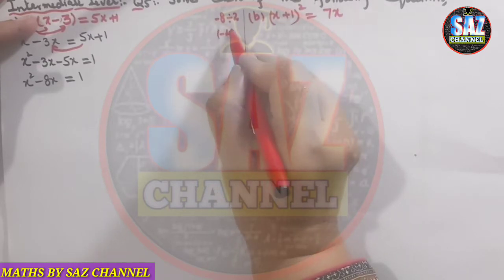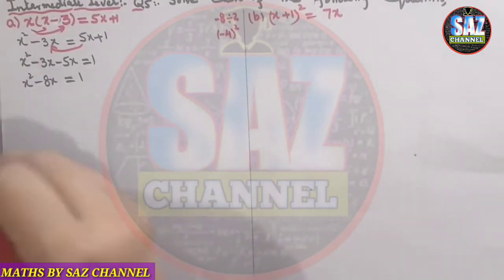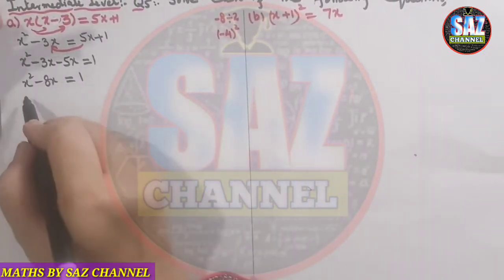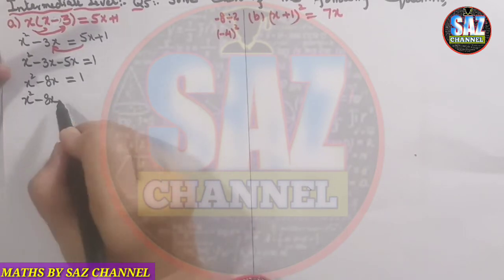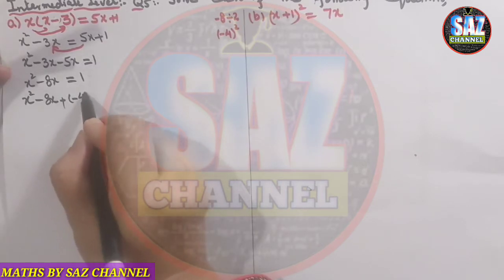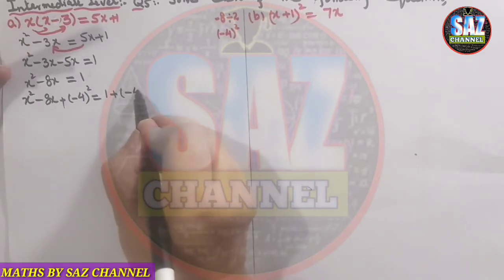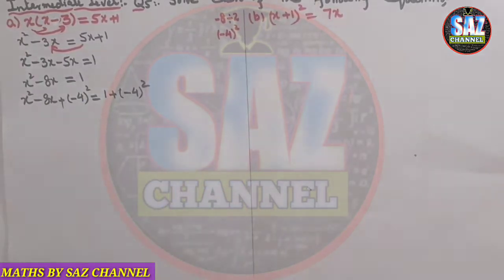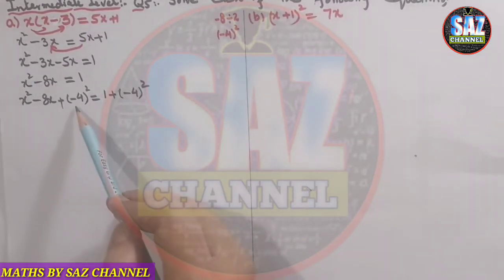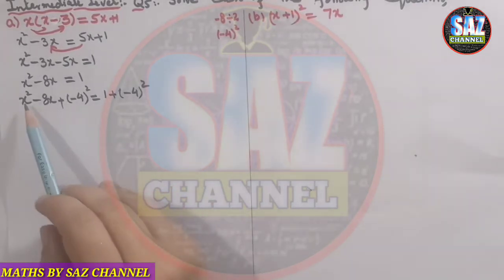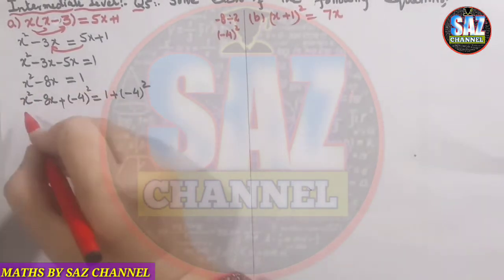Then I have to take the square of that half, and that square has to be added on both sides of the equation to turn this equation in form of the complete square form. So according to that, it will become x square minus 8x plus minus 4 square equals to 1 plus minus 4 square. Now if we look at the left hand side of the equation, that is x square minus 8x plus 16, this is in the form of a square minus 2ab plus b square, and it can be written in form of a minus b whole square.